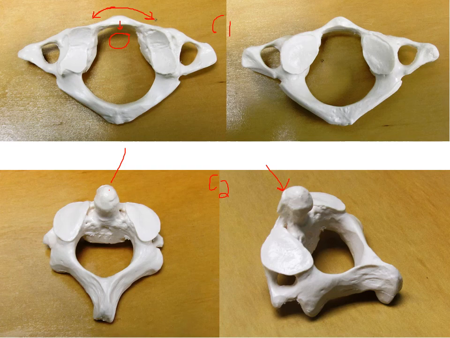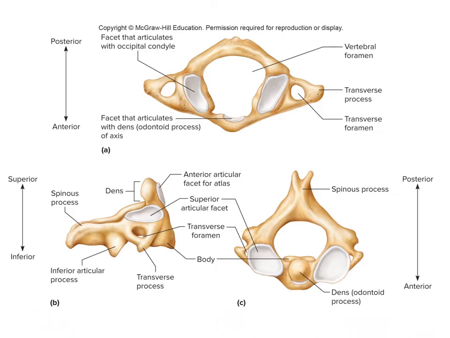But you cannot call these C1 and C2. This is axis. C1 is atlas. C2 is axis. And on axis, you definitely need to know that this little landmark is called the dens. And this picture shows it as well.